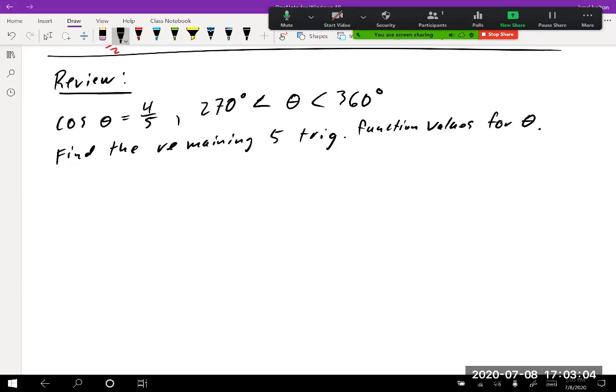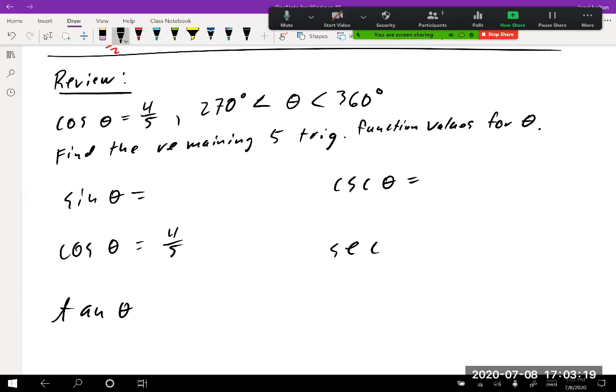So basically, I'm going to write this down. I'm going to write sine of theta. We already know the cosine of theta is equal to 4/5. They told us that. We're going to find the tangent of theta, then over here the cosecant of theta, here the secant of theta, and then the cotangent of theta.